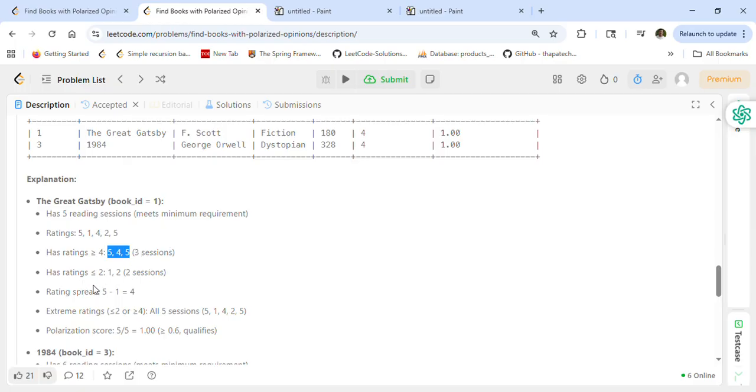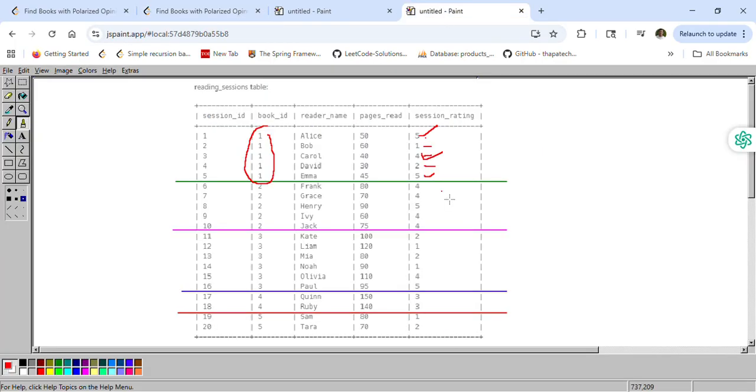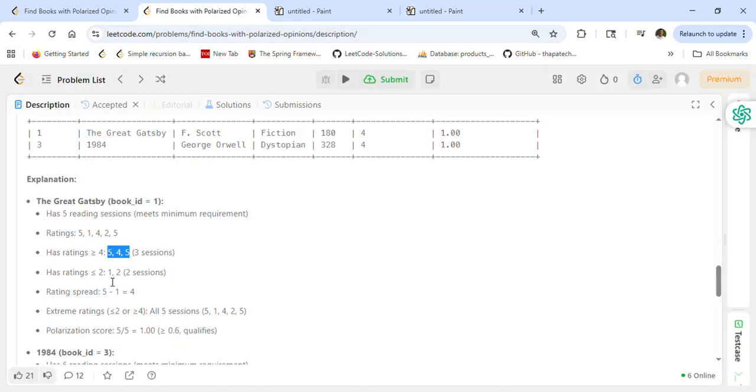And does it have a rating which is less than or equal to 2? Yes, it has 1 and 2, right? You can see here 1 and 2. It means that it has ratings less than or equal to 2. So the rating spread is the highest rating, which is 5 here, minus the lowest rating, which is 1. So the rating spread is equal to 4. We can calculate it like that.